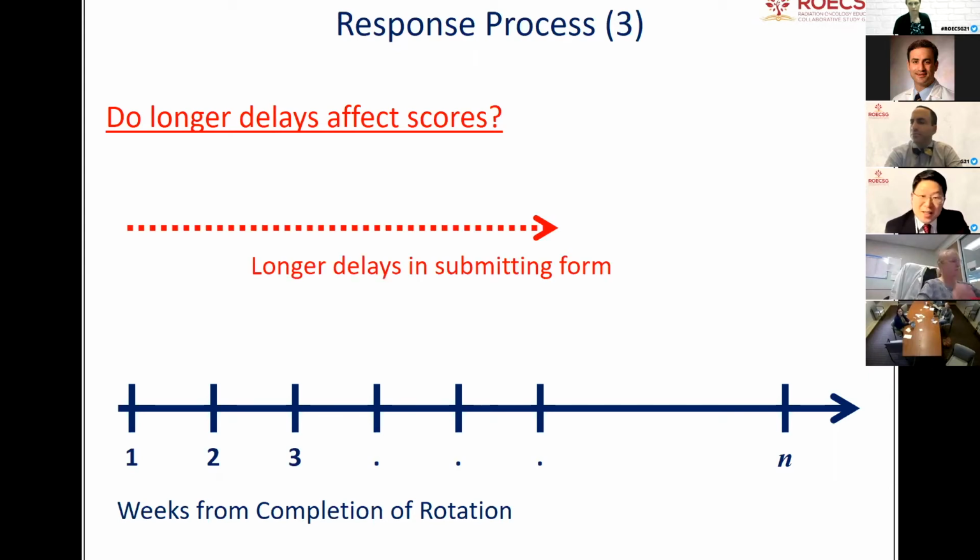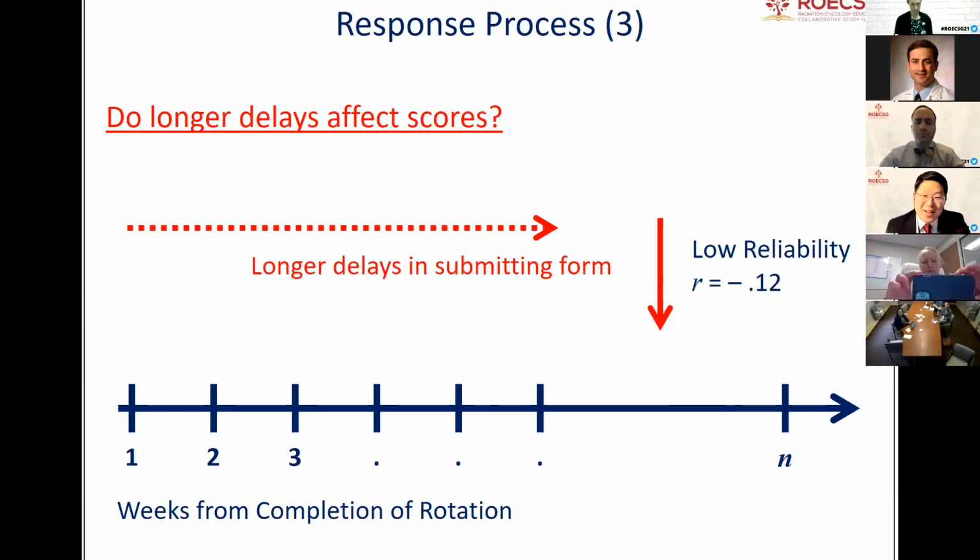But in this data set, what we found was that for every week of delay in submitting the assessment, the reliability or utility of the assessment actually decreases. When we informed our program directors of this, they mandated that within a certain amount of time, the assessors were required to submit their feedback, because after a certain amount of time, they were doing more straight lining of the assessments.